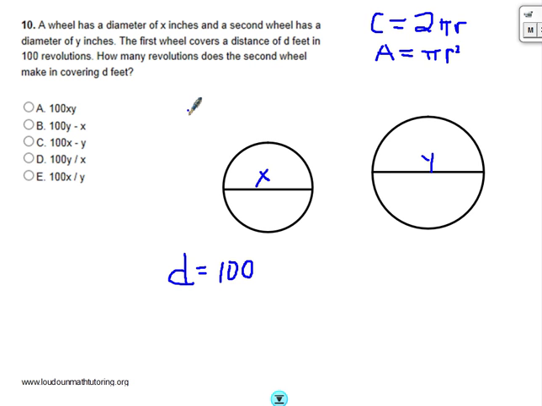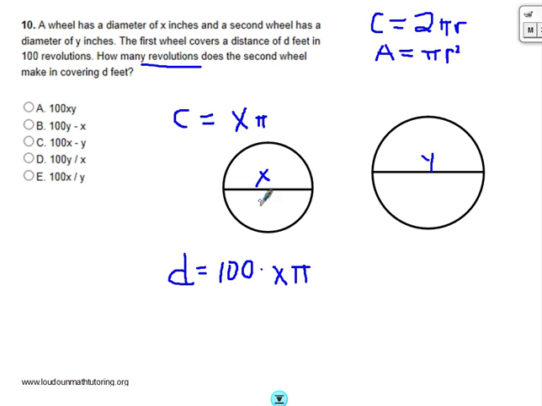Okay. Since we know what the diameter is of this particular circle here, instead of 2 pi r, remember 2 times the radius is the same as diameter. Okay, diameter is x, so the circumference of this particular circle is x times pi. Okay, so the distance that this circle travels in 100 revolutions will be 100 times the circumference, which is 100x pi.